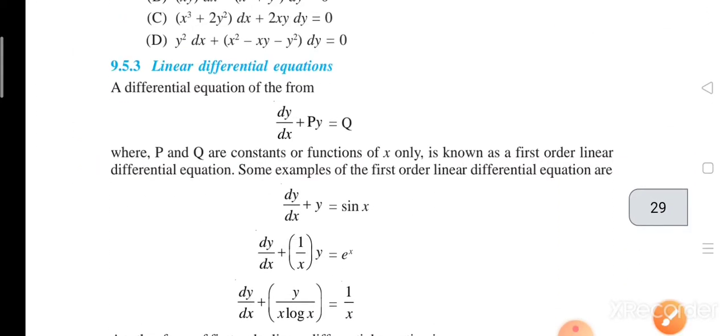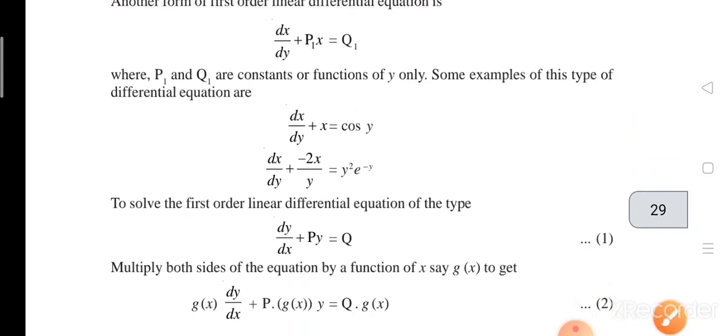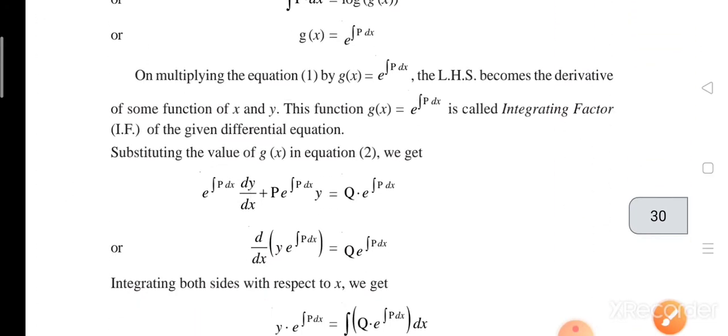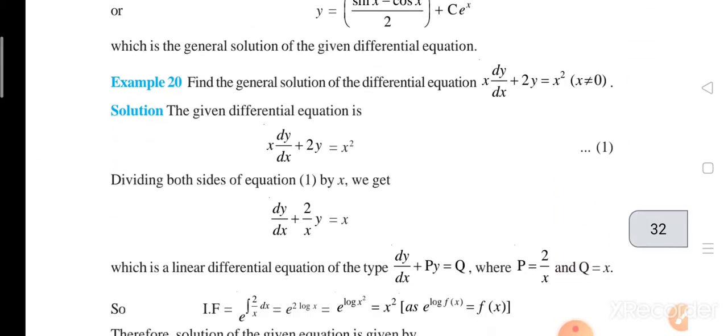Now linear differential equation of this type: dy by dx plus py is equal to q. Integrating factor form. This you have to do. The other form is not part of your syllabus. So you have to do examples related to this form only.